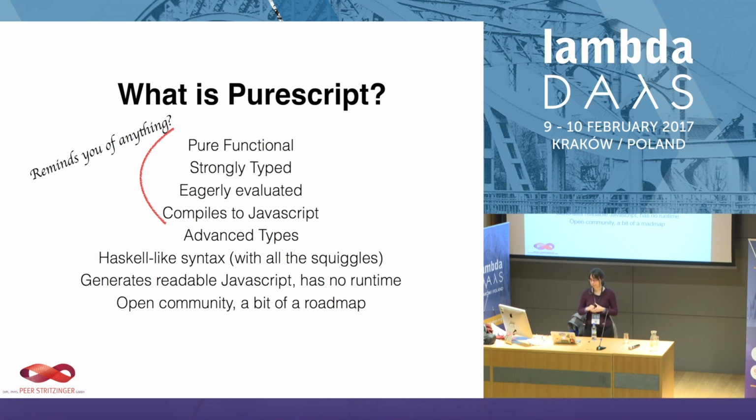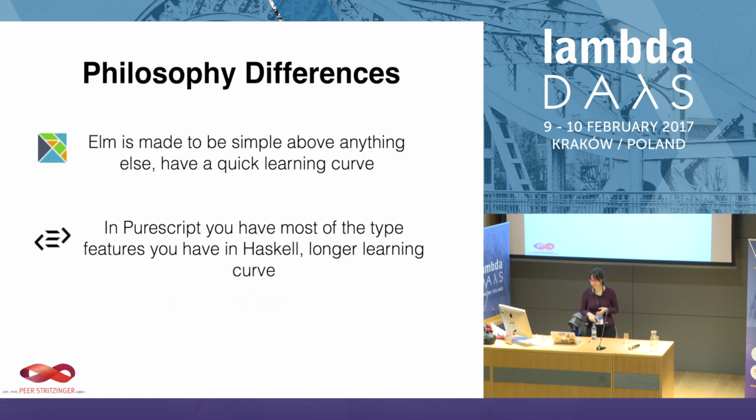One other difference from Elm is that it has no runtime. And they built it on the JavaScript semantics and added types on top. So it generates readable JavaScript. And you can almost tweak your JavaScript and then change it if you want to. And that should work without driving you crazy. And also, it's got a nice community. It's not big, but it's open. And there's a bit of a roadmap, which helps.